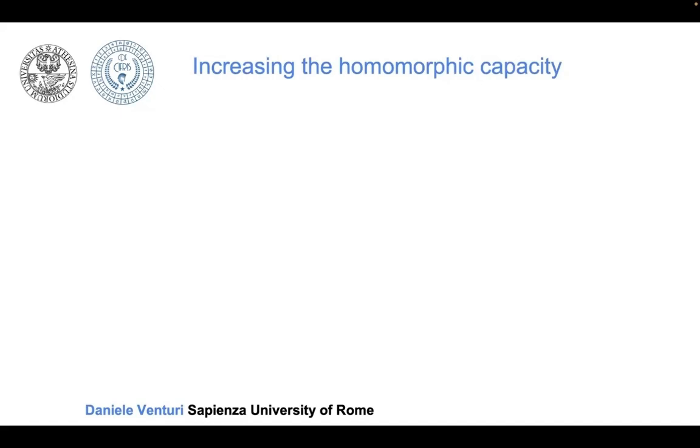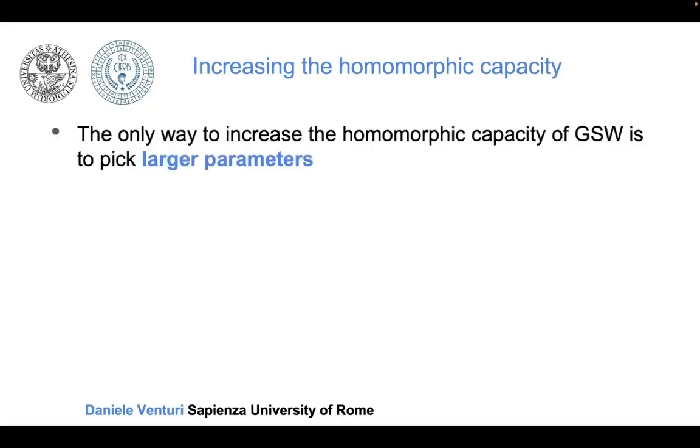Then let me tell you the last cool concept, which is how to increase the homomorphic capacity. Once we have a scheme that works for a certain depth, the problem is that you need to fix the depth in advance. And in particular, everything could depend on this depth. So the only way to compute more complex circuits is to fix the depth to be larger, which also incurs larger ciphertexts and larger parameters.